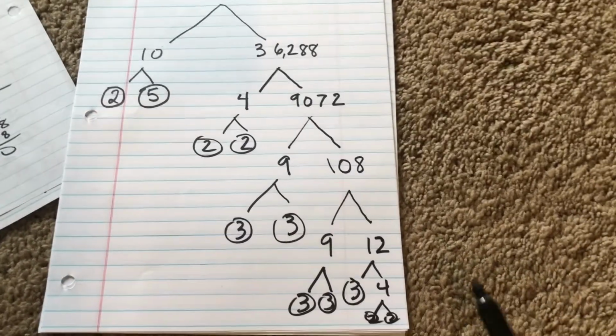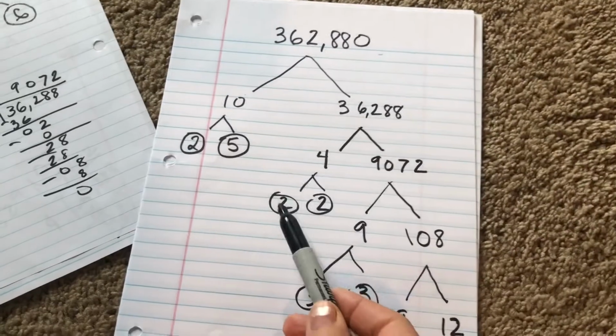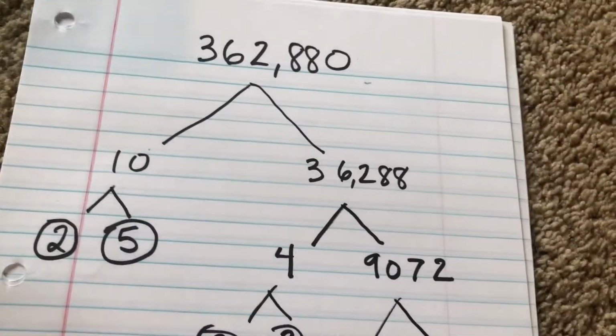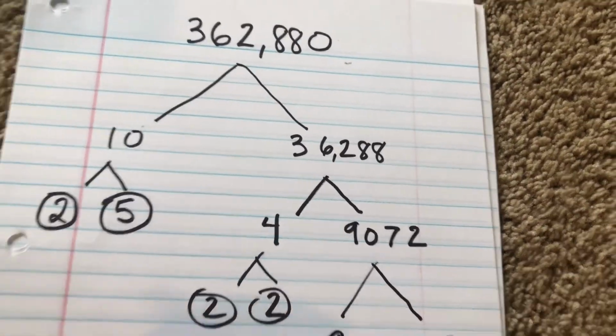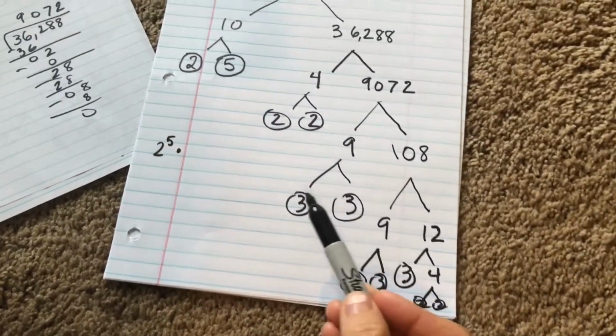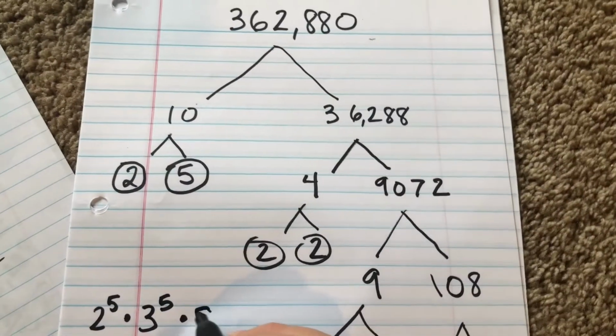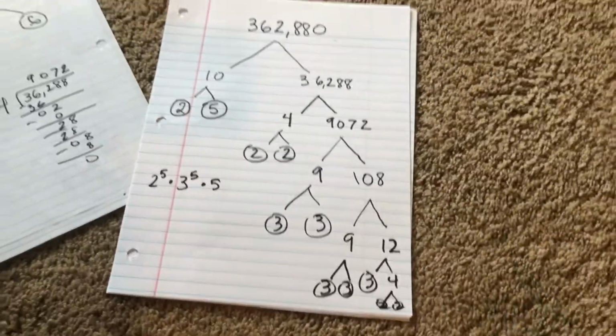So I can go through here, and I have 1, 2, 3, 4, 5. I have 2 to the power of 5. And then I have 1, 2, 3, 4, 5. I have five 3s, so 3 to the power of 5. And then I have one 5, and that's your prime factorization of a number like that.